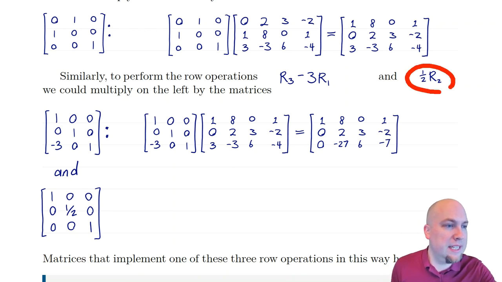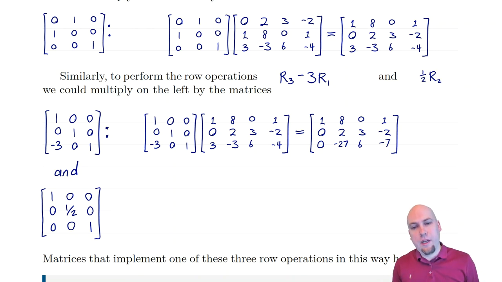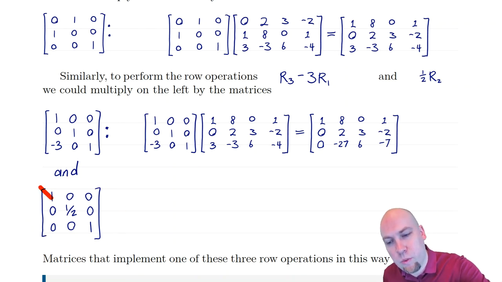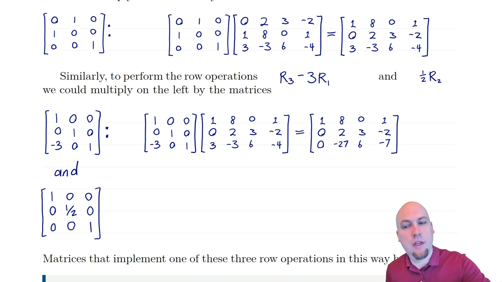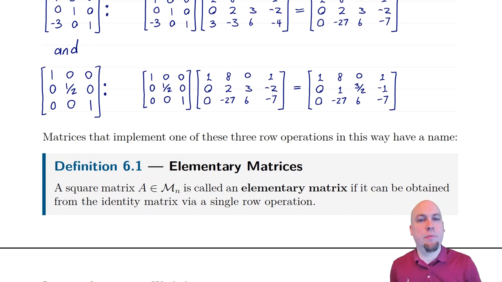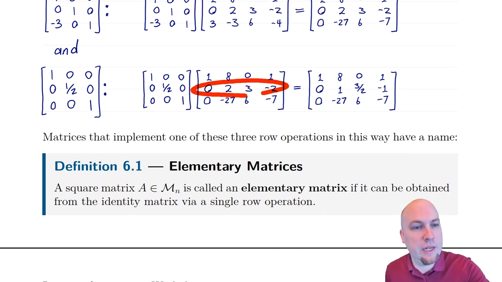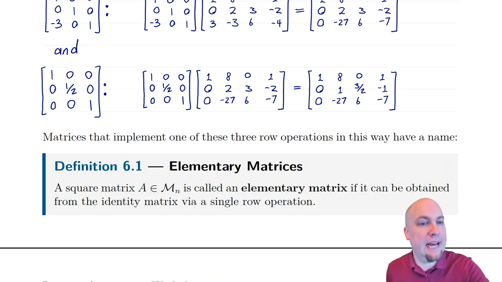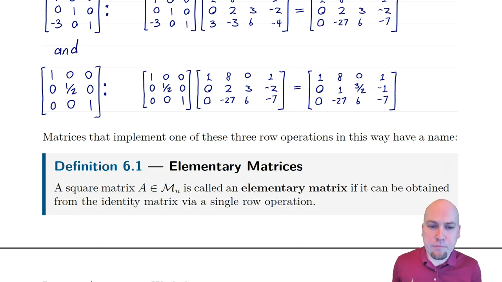If I want to multiply the second row by a half, one way to do that is to multiply on the left by this matrix here. Just throw ones down the diagonal except a half in row 2. That'll have the effect that we want. That'll multiply that second row by a half while leaving all other rows alone. So the second row here is going to get multiplied by a half, but everything else is going to stay the same.